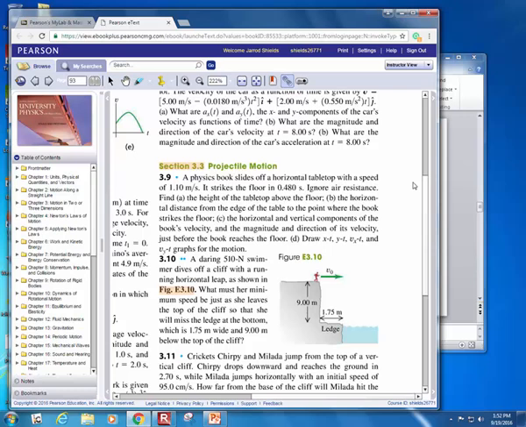Okay. All right. Ignore air resistance. Boy, that's wonderful. All right. Find the height, which is y, of the tabletop above the floor.